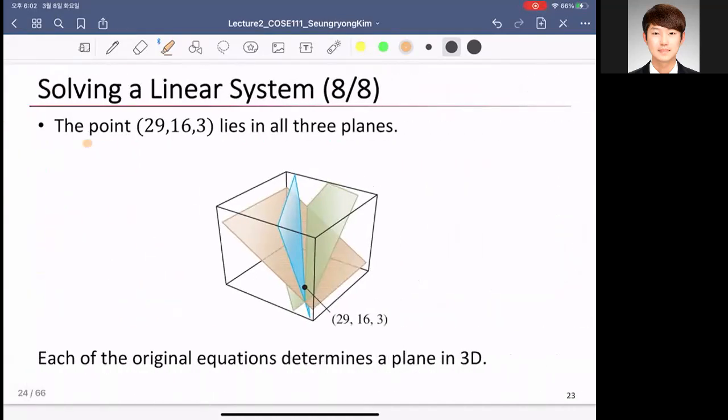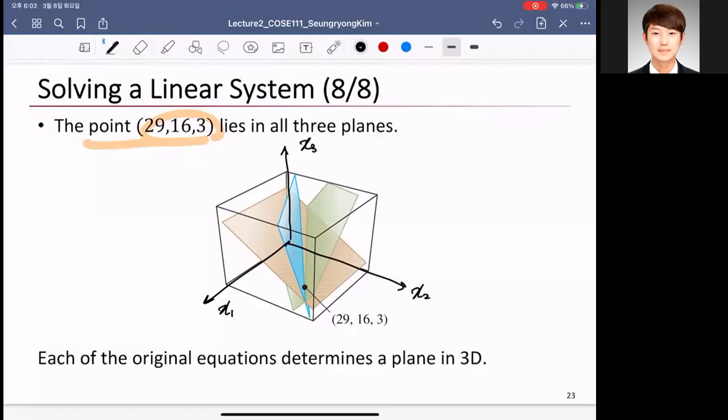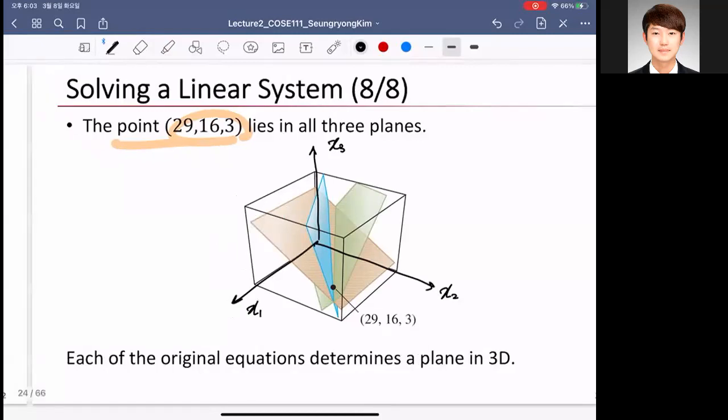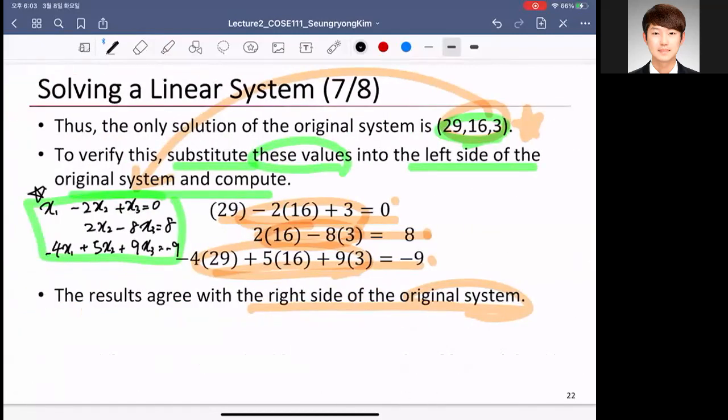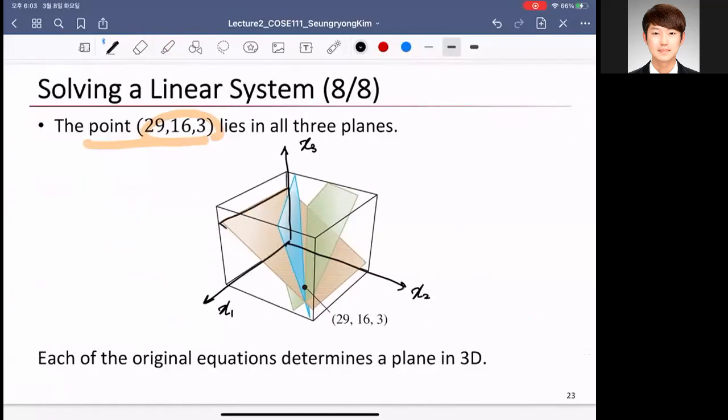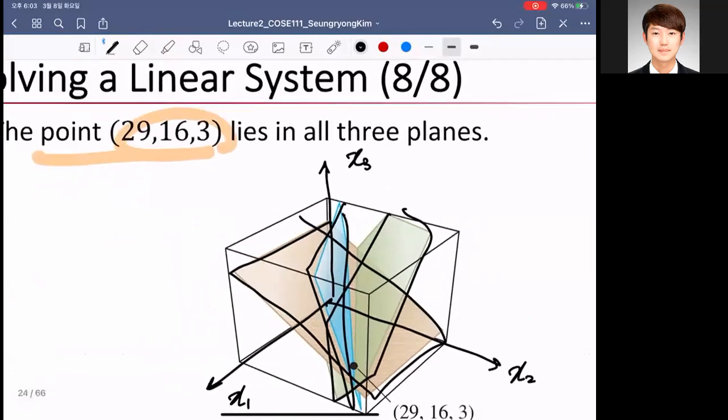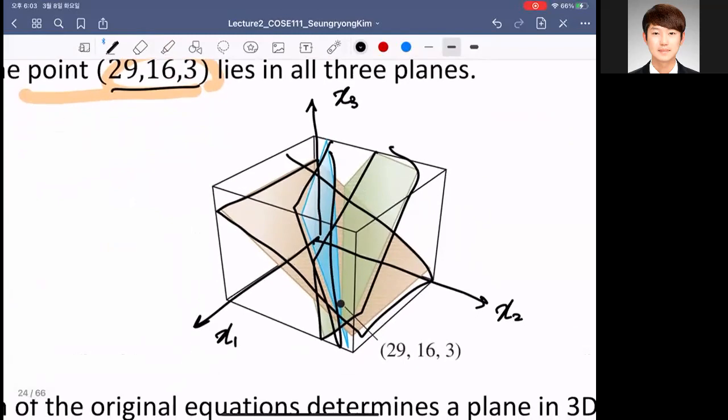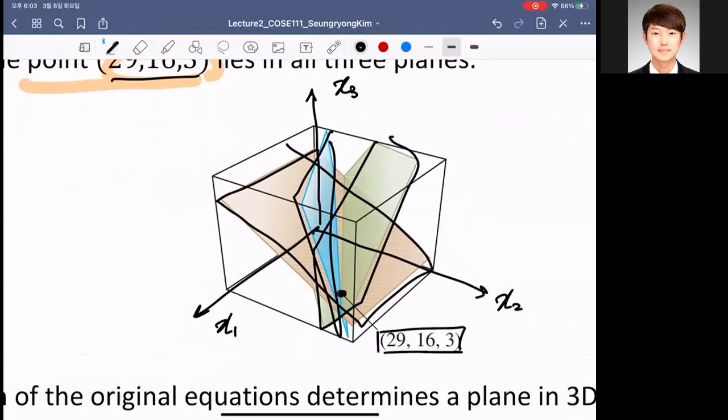When we plot this linear system, because this is the three-variable case, each equation is going to be a plane, as we discussed on the first page. So when you assume that here is the x1 axis, x2 axis, x3 axis, each linear equation in the original system corresponds to a plane that looks like this, this, and this. Then the solution 29, 16, 3 means the intersection of these three planes.